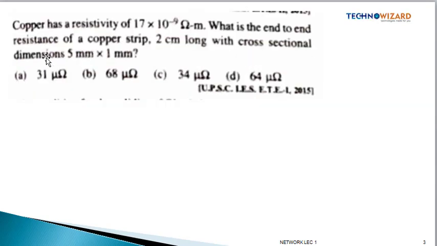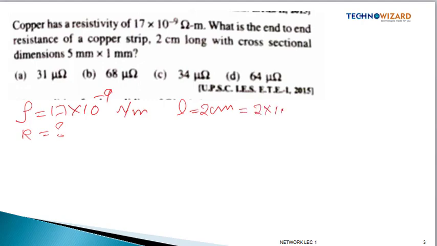The next question: copper has a resistivity of 17 into 10 to the power minus 9 ohm meter. So they have given us rho, which is 17 into 10 to the power minus 9 ohm meter. What is the end-to-end resistance of a copper strip? So we have to find the resistance. It is 2 centimeters long, so they have given us the length, which we convert into meters: 2 into 10 to the power minus 2 meter. The cross-sectional area is 5 mm into 1 mm, which we convert into meters: 5 into 10 to the power minus 6.